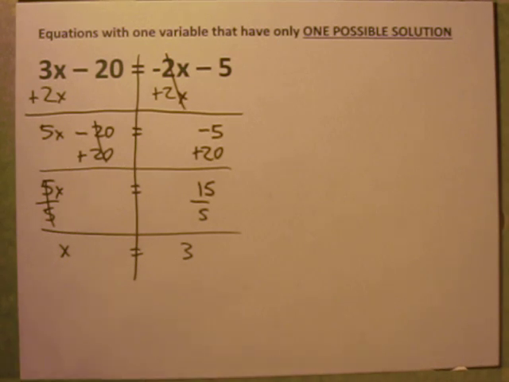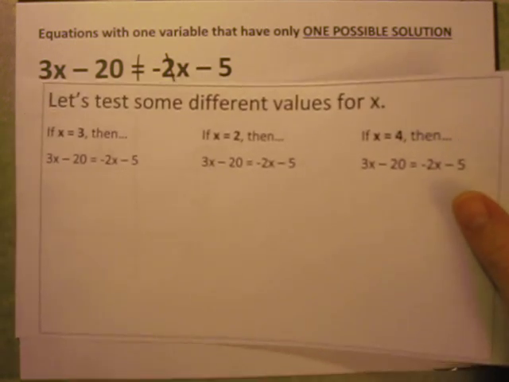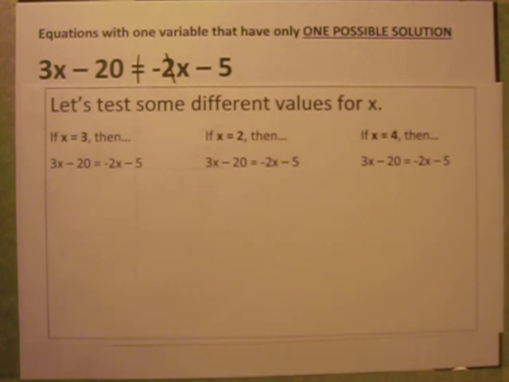So this number, the only number that you could possibly put in for x to make this equation true, is the number 3. Well, is that for sure? How do we know? Let's test it. If x equals 3 is indeed true, let's put some numbers in there and see what we come up with.